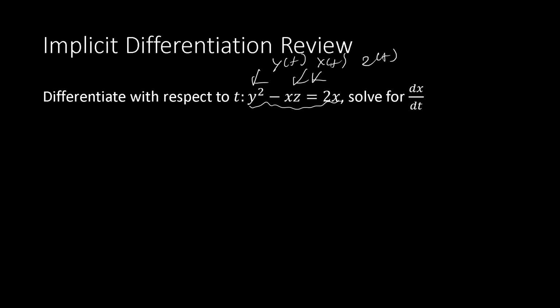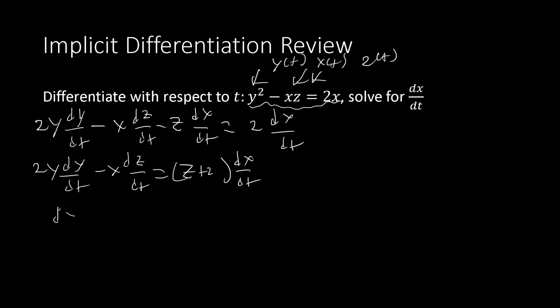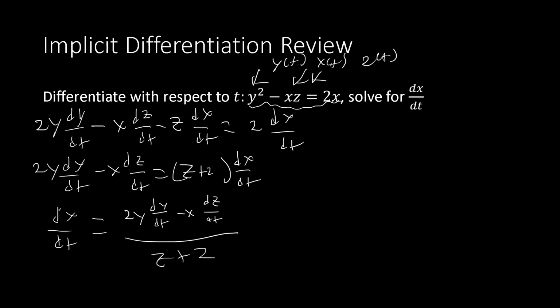So the derivative of y squared is going to be 2y dy over dt, and of negative xz is going to be negative x dz over dt minus z dx over dt equals 2 dx over dt. Now our question says to solve for dx over dt. So what we first need to do is isolate it and then simplify. So I'm going to have 2y dy over dt minus x dz over dt equals z plus 2 times dx over dt. So we're going to say dx over dt is going to equal 2y dy over dt minus x dz over dt, over z plus 2. And so that's our answer.